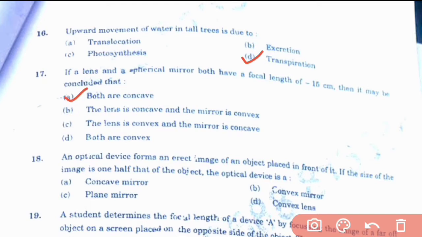Next question number 18. An optical device forms an erect image of an object placed in front of it. If the size of the image is one half of the object, the optical device is, option A, concave mirror, option B, convex lens, option number C, plane mirror, option number D, convex mirror. So the correct answer is convex mirror. So this is the question number 18.